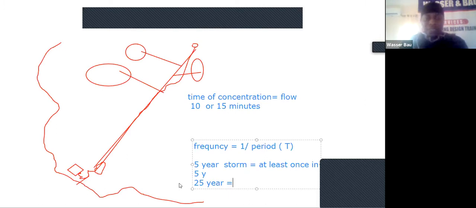So for instance, this is the IDF. The IDF has captured the return period here. So if you are doing 1 year, 2 years, 5 years, 10 years, 25 years, 50 years, 100 years, this normally comes into play when you are talking about dams.